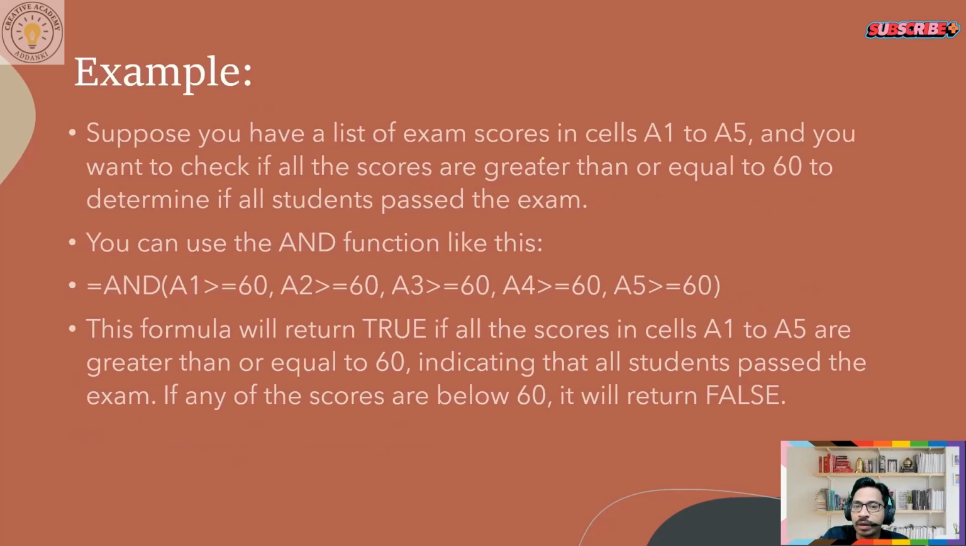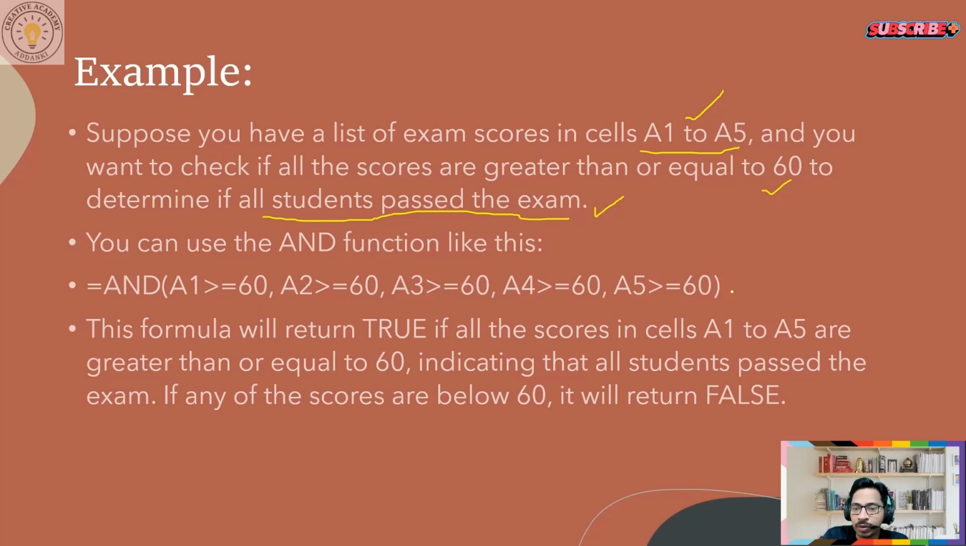Suppose you have a list of scores in the cells A1 to A5. In the Excel sheet, suppose you have marks from A1 to A5 cells. Here you have to check the condition that if all the scores entered from A1 to A5 are greater than or equal to 60, then the student is considered as passed. If any mark is below 60, the student is considered as failed.